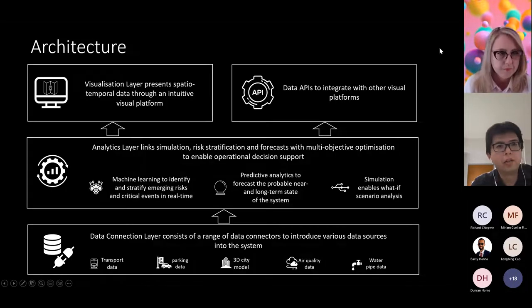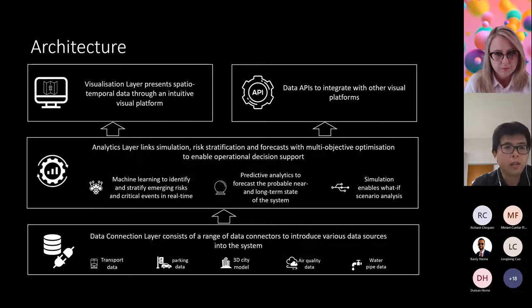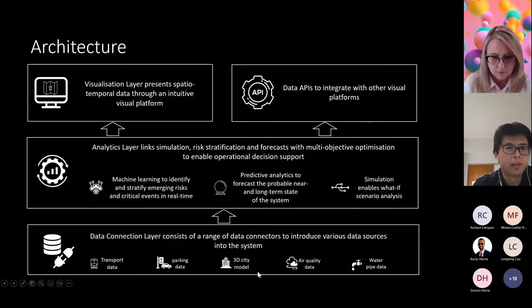Yes, so this diagram shows the system architecture of the digital twin we have developed. There are 4 layers, including the data connection layer, the analysis layer, the visualization layer, and the data API layer. The first one is the data connection layer. This layer connects the different data sources like the transport data, parking data, and the air quality data and others. With this layer, our system can connect to real-time data by a data API. The system can also import historic data in CSV format or other common formats. So that's the data connection layer.